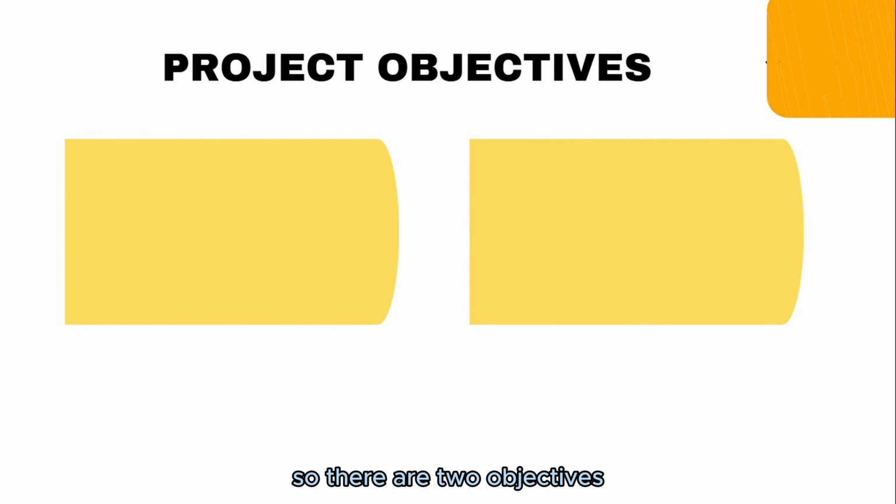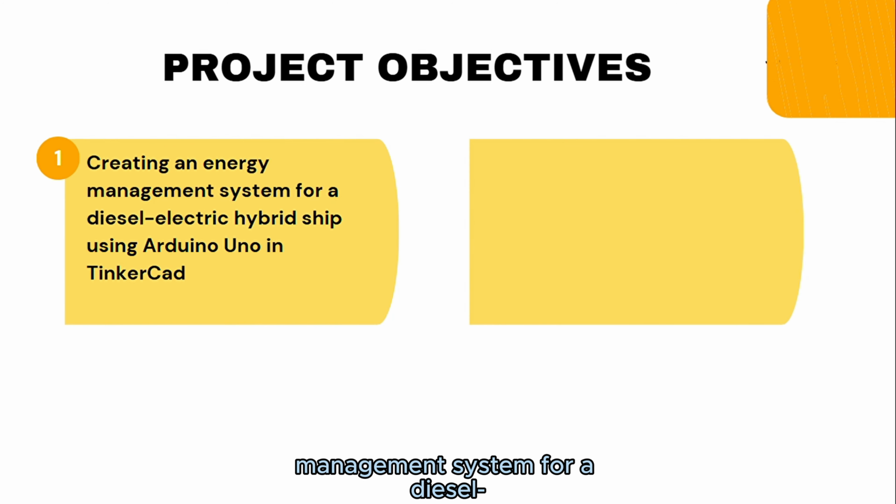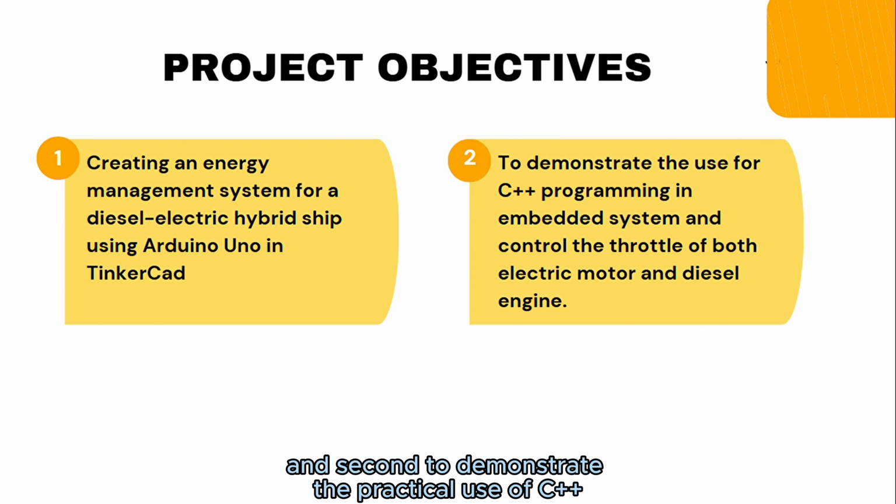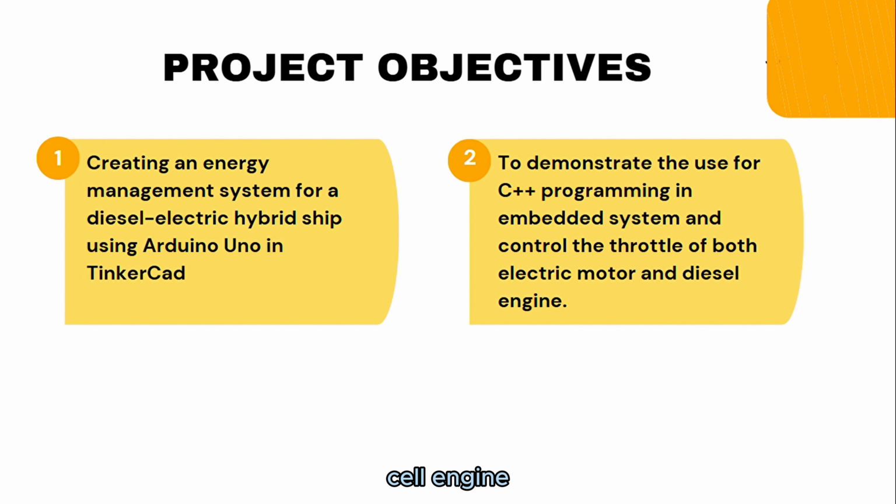So there are two objectives, which are creating an energy management system for a diesel electric hybrid ship using Arduino Uno in Tinkercad, and second, to demonstrate the practical use of C++ programming in embedded systems and control the throttle of both electric motor and diesel engine.